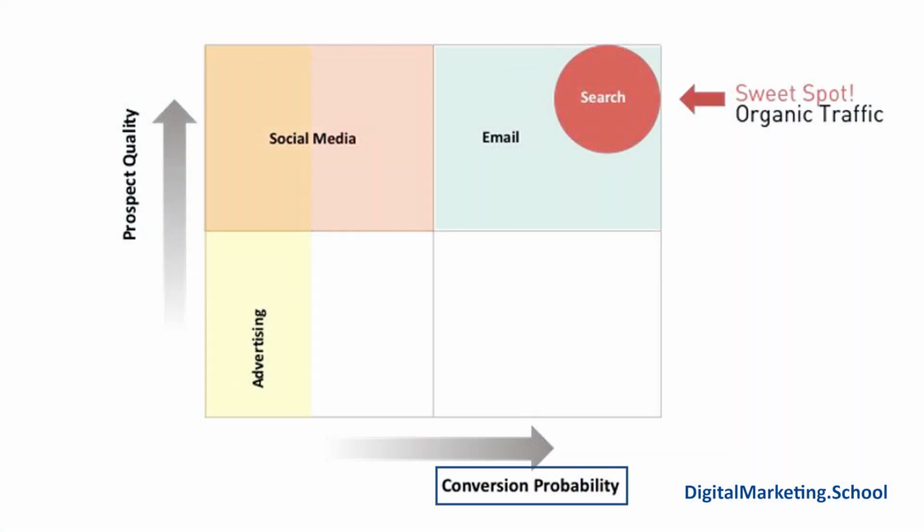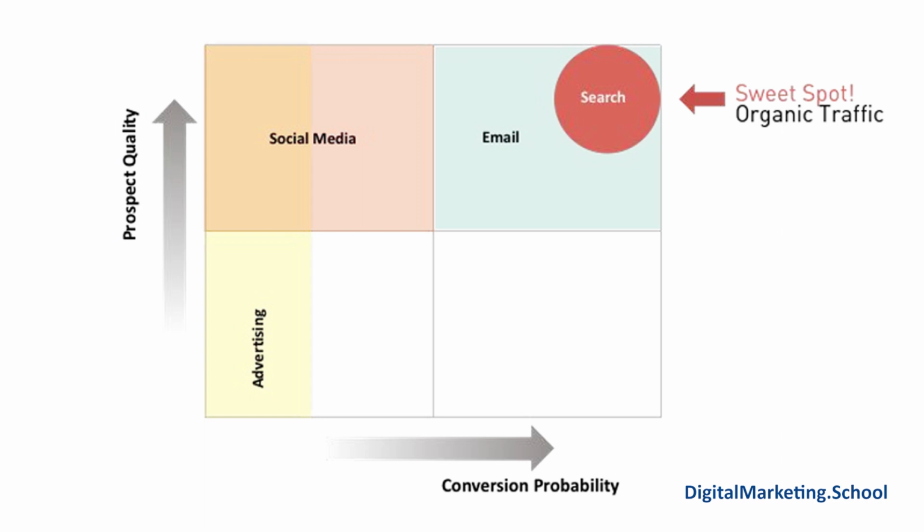But the idea is that on the x-axis, the bottom horizontal axis, it increases with the likelihood that they will actually convert. So the further you get to the right, the more likely they are to convert on your website. And on the y-axis, the vertical axis, this is the prospect quality. And again, this measures how closely they match your typical or ideal prospect. So the higher up they go on that axis, the more ideal a prospect they are.